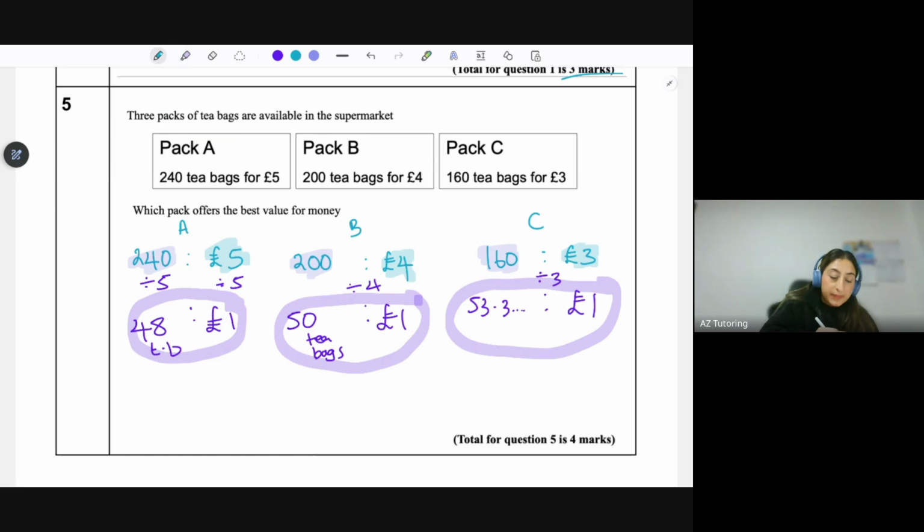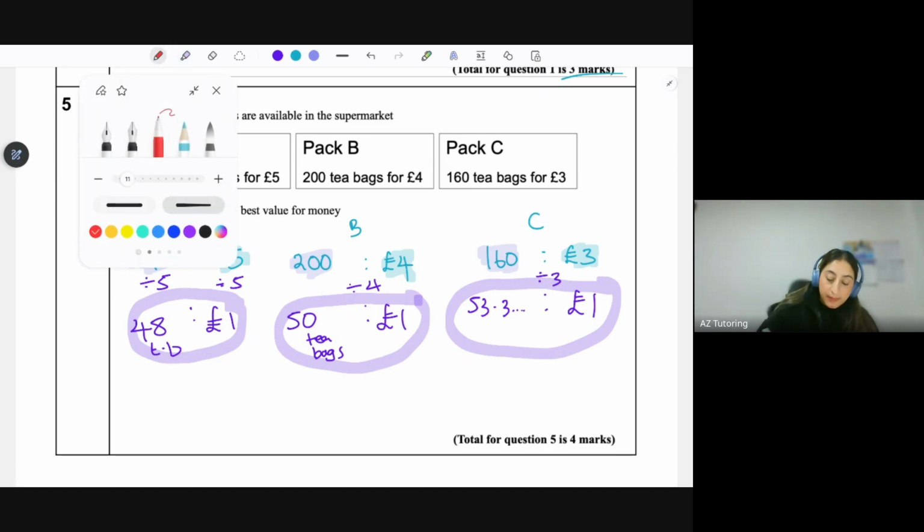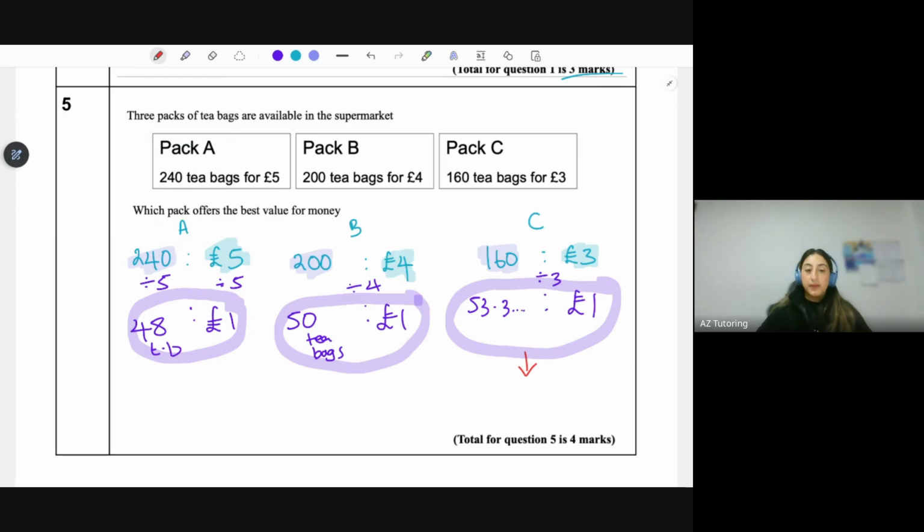So really, the better value for money is going to be pack C because I'm getting more tea bags if I'm spending £1. Pack C is better value for money. Because if I spend the same amount in each of the packs, I'm getting the most out of pack C. I'm getting 53 tea bags, whereas the other ones I'm only getting 48 and 50.